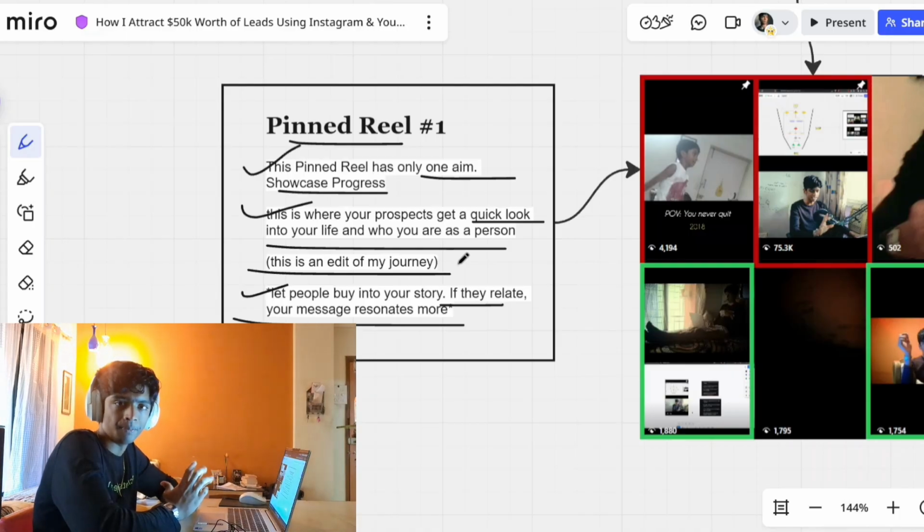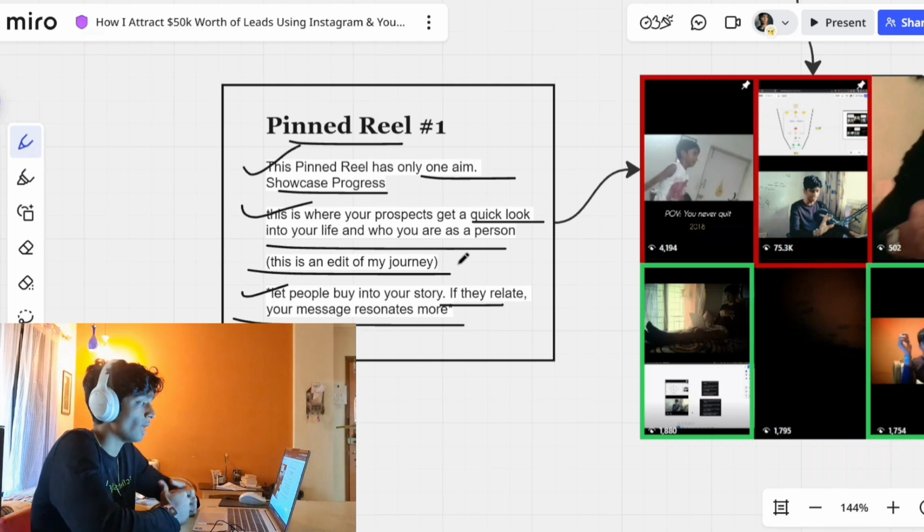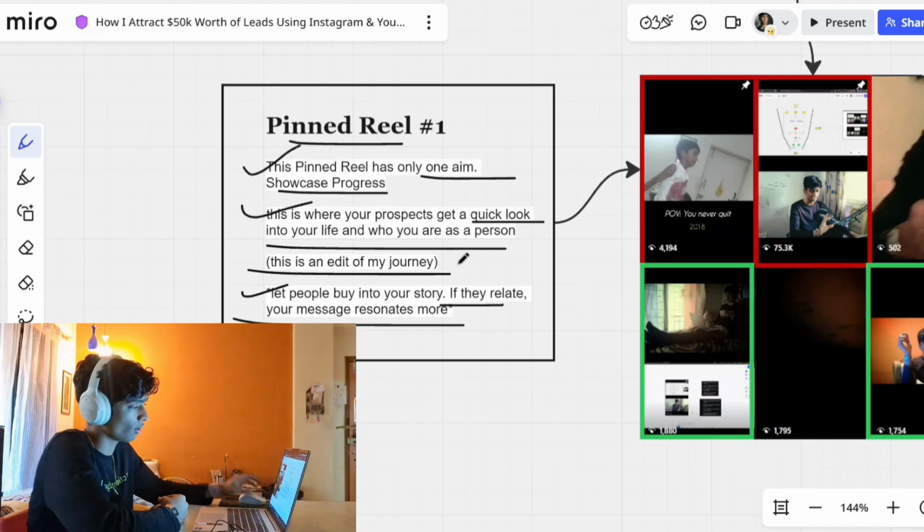Ultimately, we buy into people. We do love outcomes. We love offers that work well. But at the end of the day, we just care about the people that we want to work with. And if you like me as a person, you're more likely to listen to what I have to say. This reel does exactly that. It showcases my personality, my progress, and all that stuff.